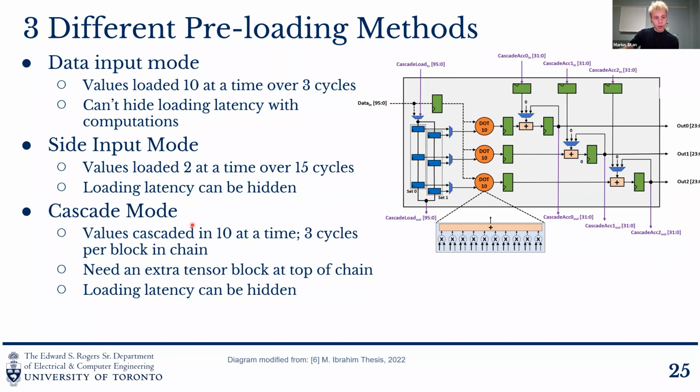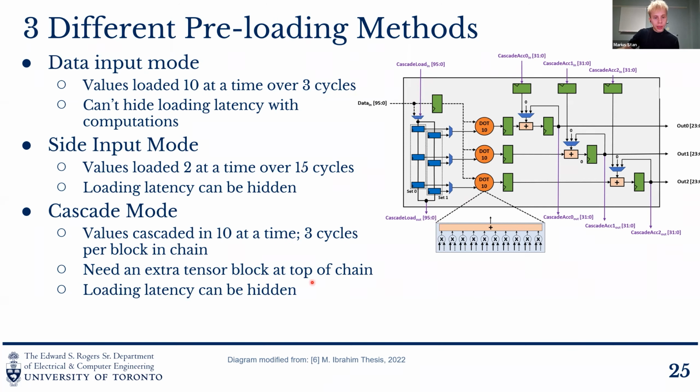Lastly is cascade mode. Cascade mode is a bit different in the sense that we are using this cascade load input to preload values 10 at a time over 3 cycles, but the total loading latency depends on the length of our cascade chain. So if we had 3 tensor blocks that we were loading into, it would take 9 total cycles. But since we're using this cascade input, the data input can be used for computation, so we can hide that loading latency.